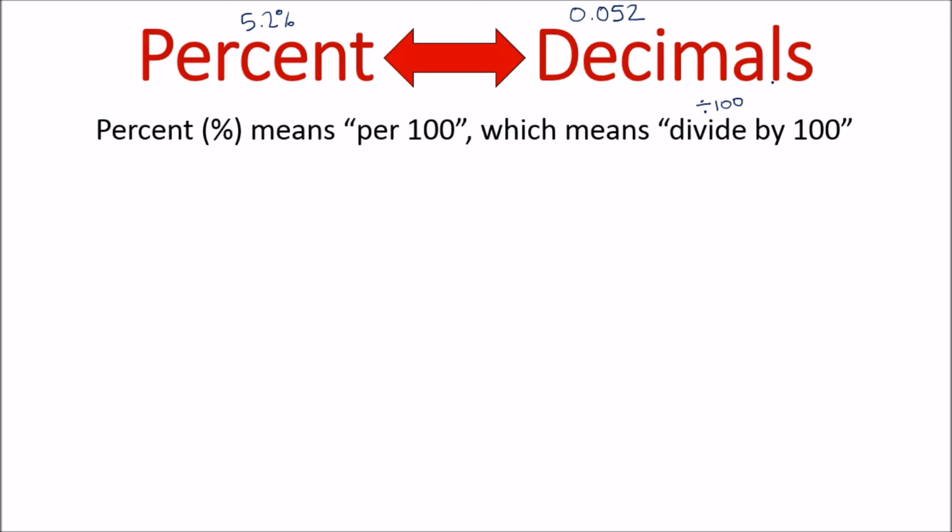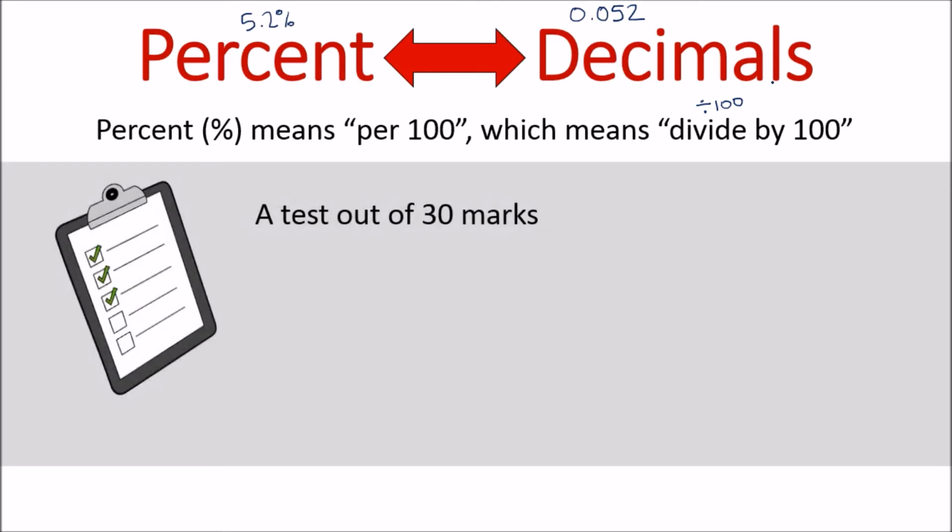To demonstrate the relationship between these two types of numbers, let's look at an example that you would be familiar with, taking a test. This test is out of 30 marks, and we're going to look at three hypothetical students, one that scored 30 marks, one that scored 15, and one that scored no marks. This student over here did very well. They got the full amount of marks possible, so they actually scored 100%.